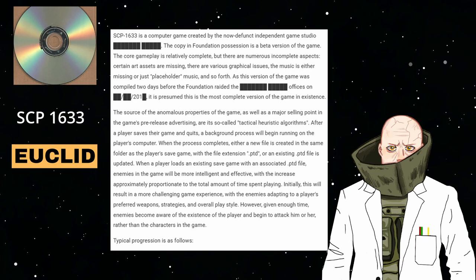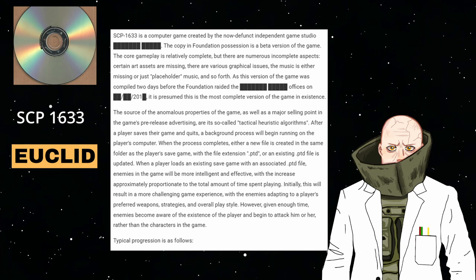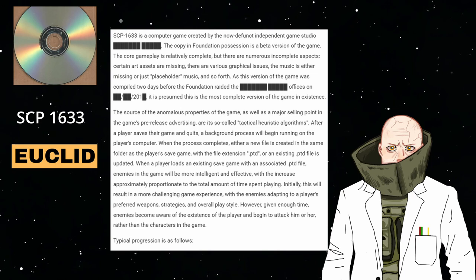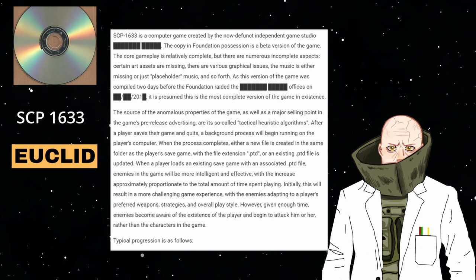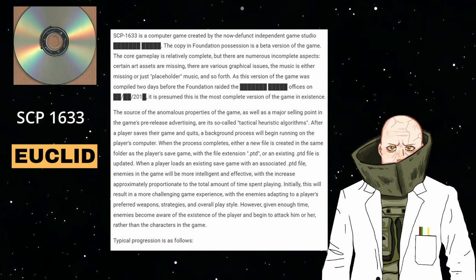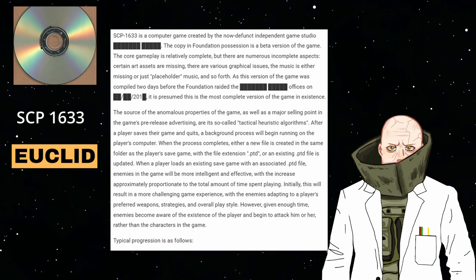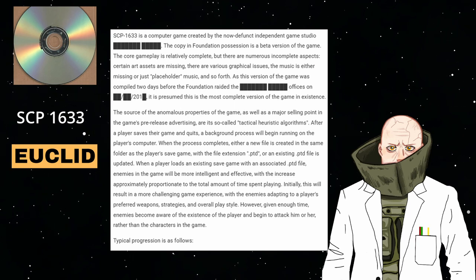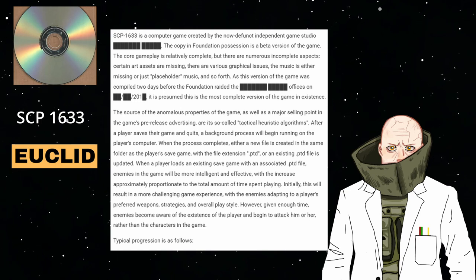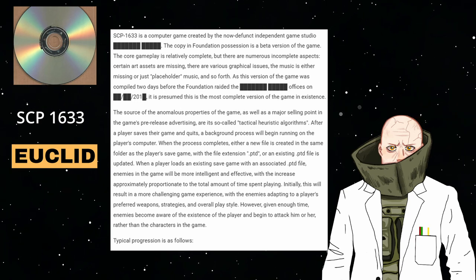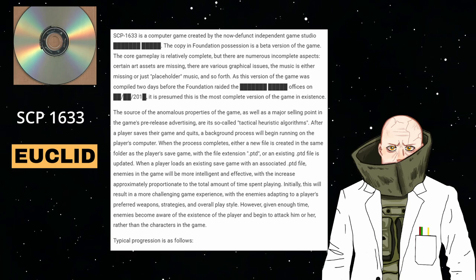As this version of the game was compiled 2 days before the Foundation raided the Redacted offices on Redacted, it is presumed this is the most complete version of the game in existence. The source of the anomalous properties of the game, as well as a major selling point in the game's pre-release advertising, are its so-called tactical heuristic algorithms. After a player saves their game and quits, a background process will begin running on the player's computer. When the process completes, either a new file is created in the same folder as the player's saved game with the file extension PTD, or an existing PTD file is updated.